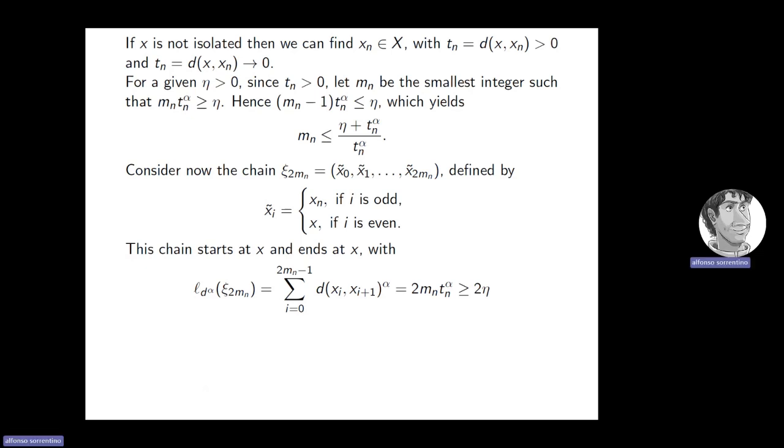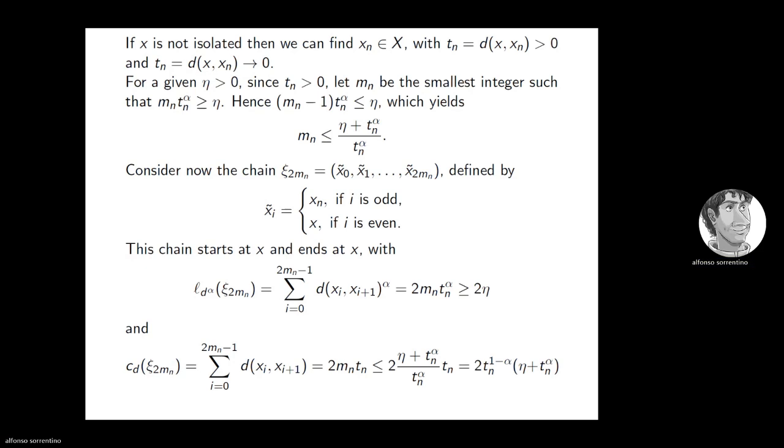Because all the distances between two consecutive points are T alpha n, we get that it's 2mn T alpha n, so it's larger than 2 eta. Now, what about the cost associated to D? Again, here it's a tilde. Now it's the distance between the two, so it's Tn, and then we get 2mn Tn, but we bound Tmn above, and so we get in the end 2 Tn to the power minus 1 minus alpha eta plus T alpha.